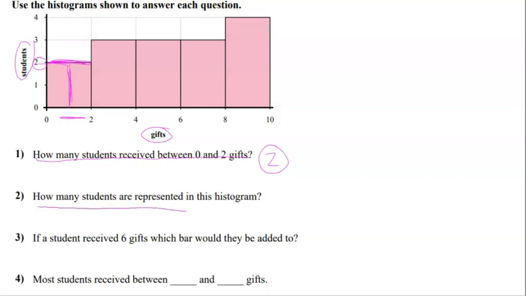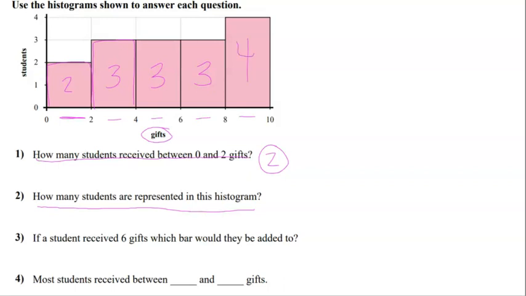How many students are represented in this diagram? In order to figure that out, we need to know how many students are represented in each rectangle on the graph. This one was representing 2 students because we go up to 2. This rectangle here between 2 and 4 gifts is represented by 3 students. Same with this one, same with this one. 3 students received between 2 and 4 gifts, 3 students received between 4 and 6 gifts, 3 students received between 6 and 8 gifts, and then between 8 and 10 gifts is 4 students.